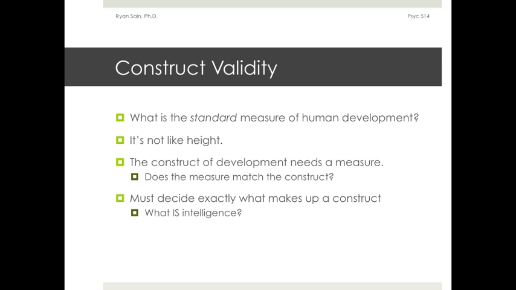First, in order to make this work, we need to decide what makes up a construct. For example, intelligence. What is intelligence? Think about it for a minute. You guys may be experts in this already. You've had classes in it. Think about what intelligence is. Is it just your ability to answer certain types of questions? Okay, cool.